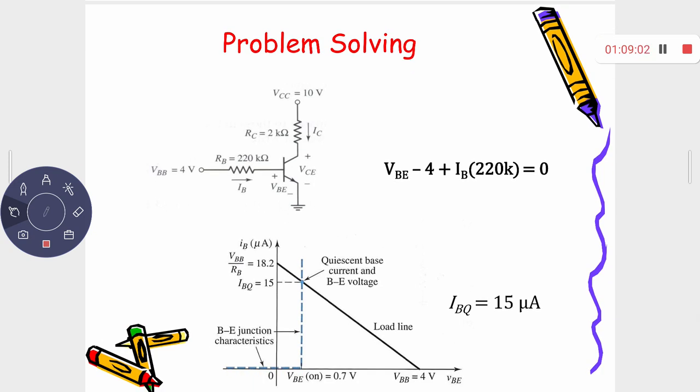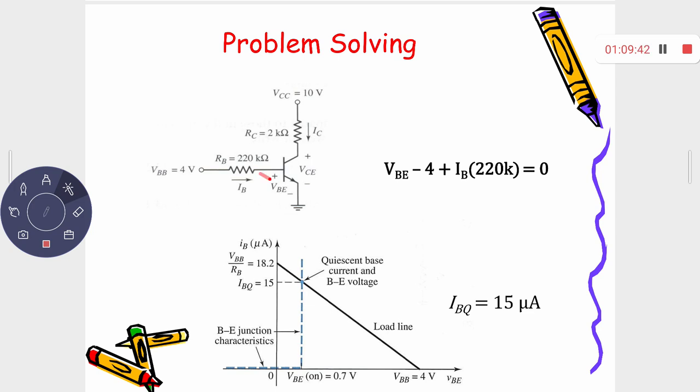You have an NPN transistor with the VBB voltage equal to 4 volt, and a 220 kilo ohms resistance. In your digital circuits lab, you use a 220 ohms resistance. Here you have 220 kilo ohms resistance. Why? Provide a 5 volt supply. Less current, so it has to be limited within the range of microampere. So that's why I told you that you have to select properly. If you select RB to be say 220 ohms, then what happens? Your transistor will move into the saturation region. That you don't want.